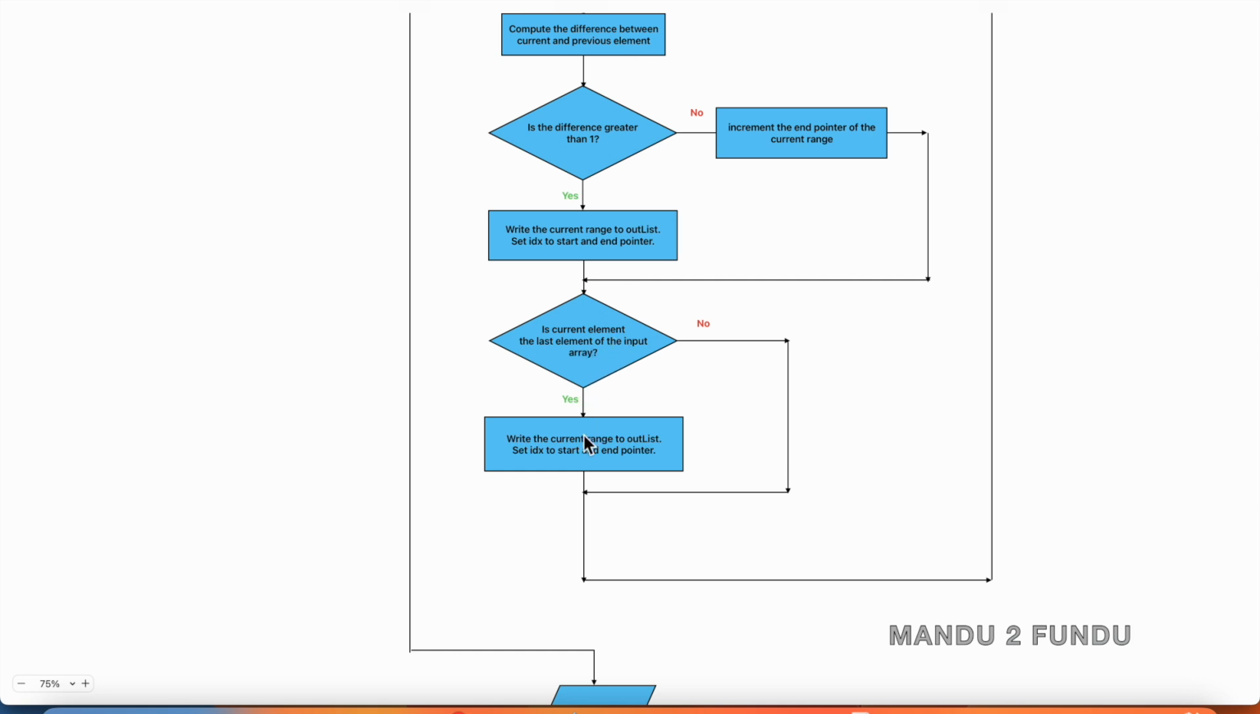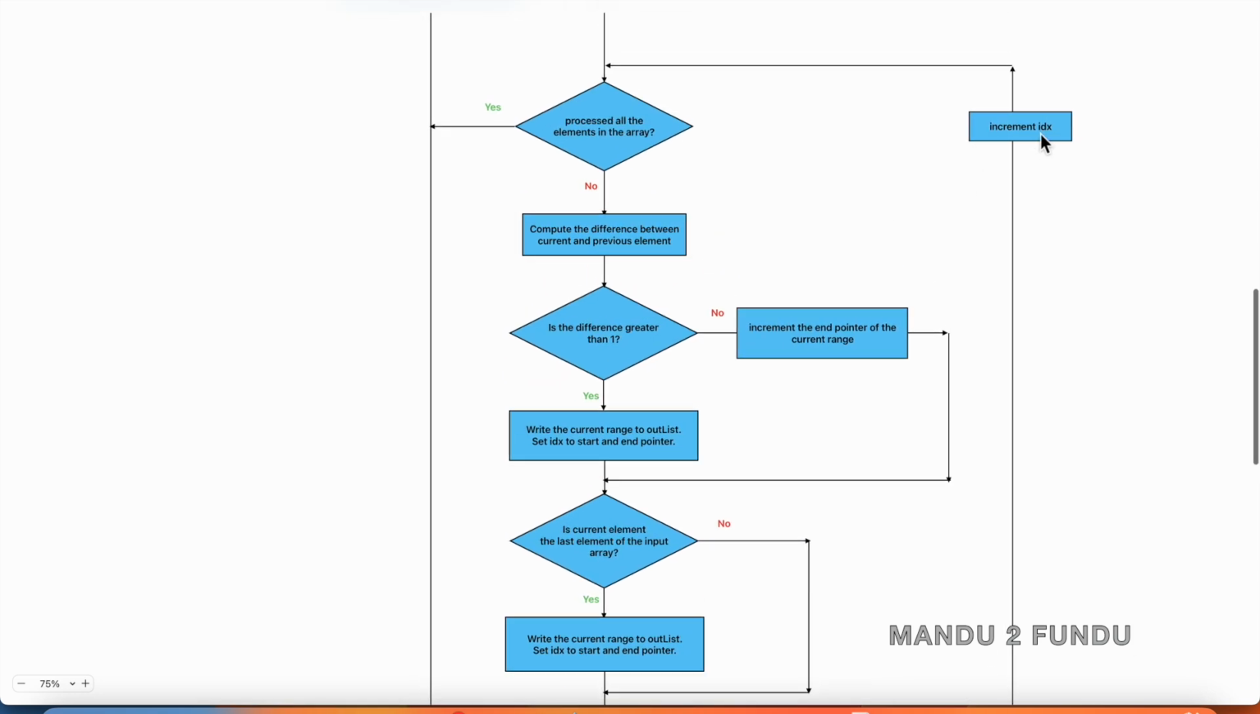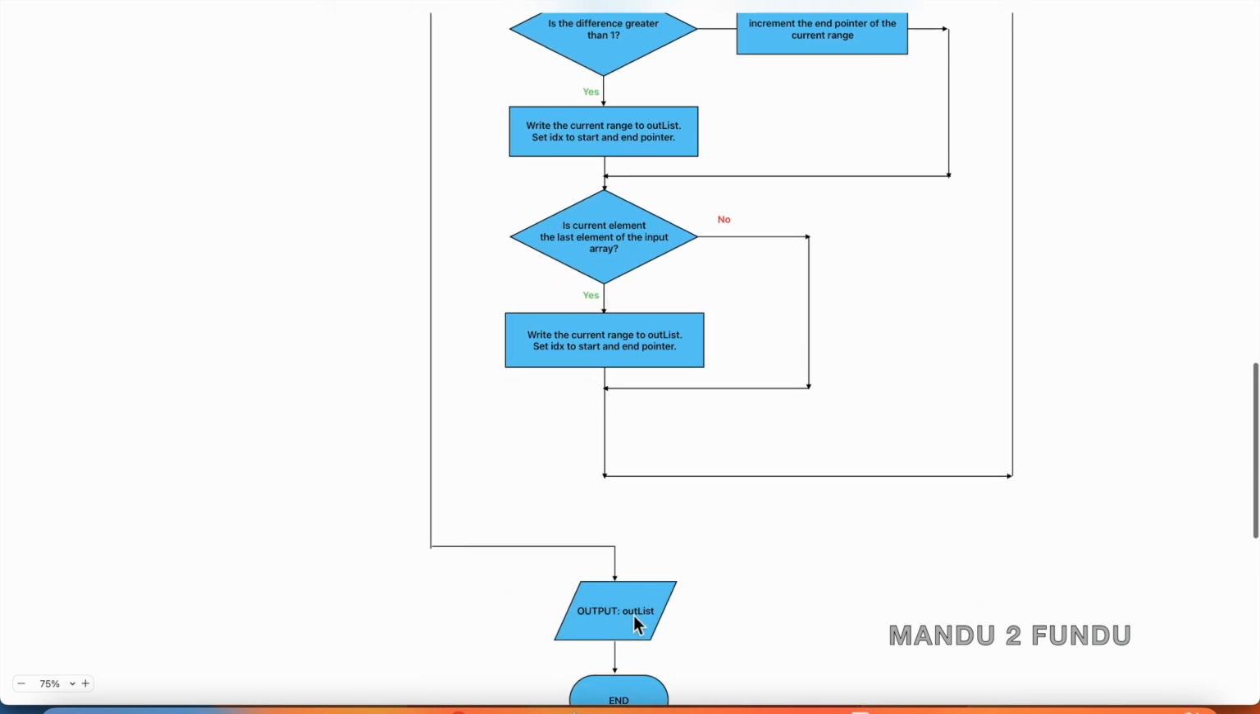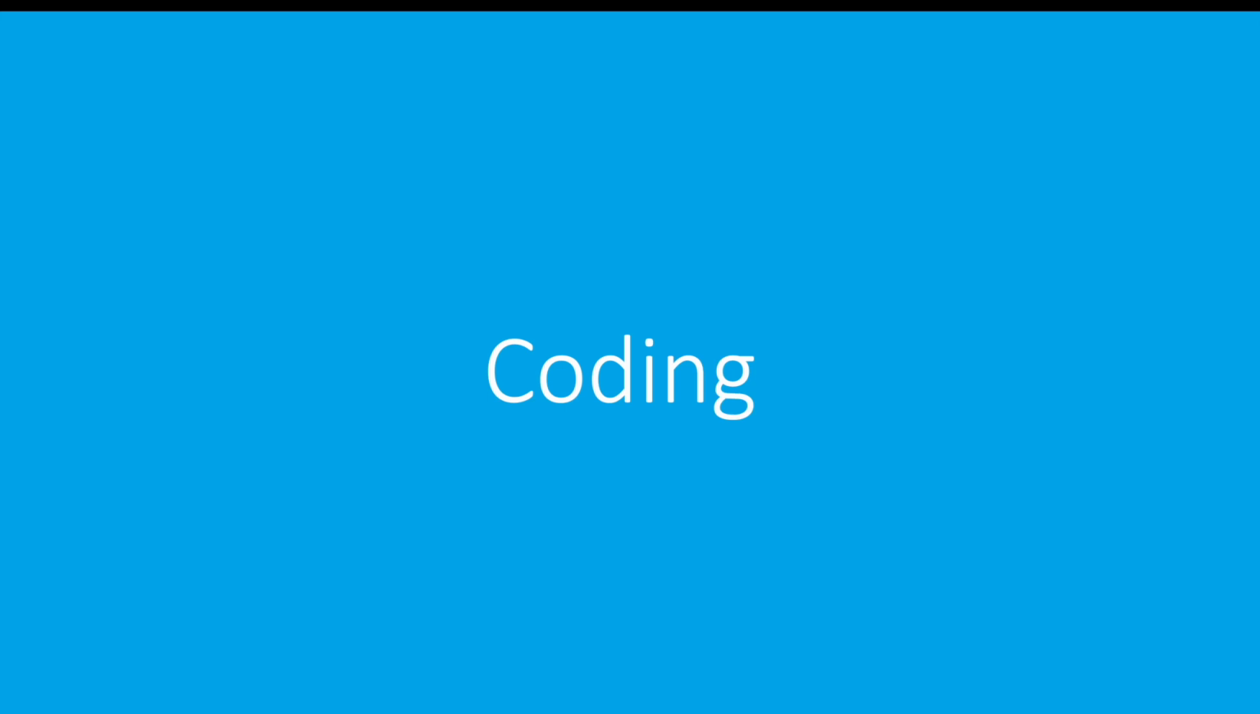So if so, whatever the current range we have seen so far, we write that to the output list, and then go and increment the index. Eventually this condition will be false after processing all the elements. Then we come out of that loop. So finally the output list contains the summarized range for our input array. Let's move on to coding.